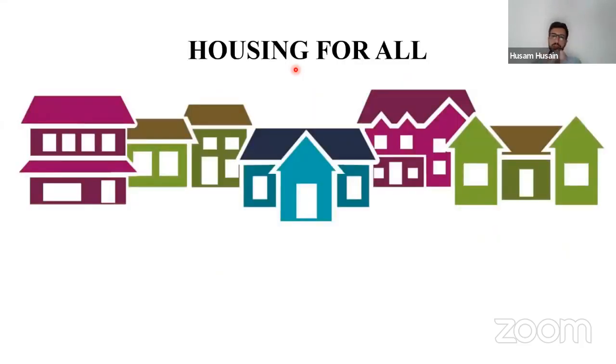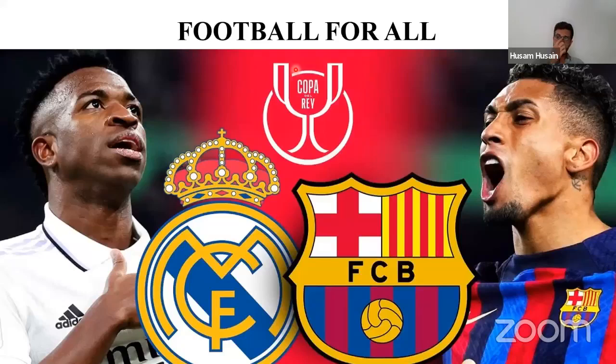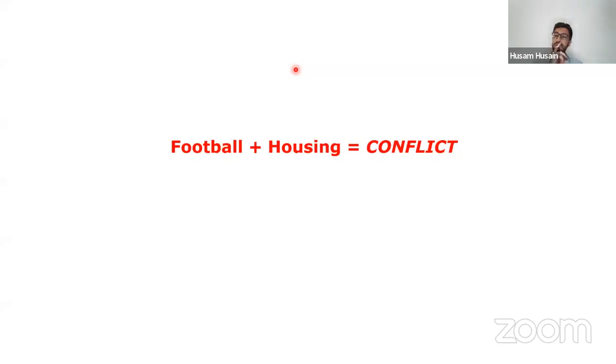What we all agree on at the end is housing is for all, whether I am from the lowest social class of the community or the highest. At the end, we all deserve housing. Housing is a right for everyone. Housing is part of the infrastructural facilities, by the way. In the same way, football is for all. Everyone has the right to watch football. If we put football and housing together, that equals conflict.